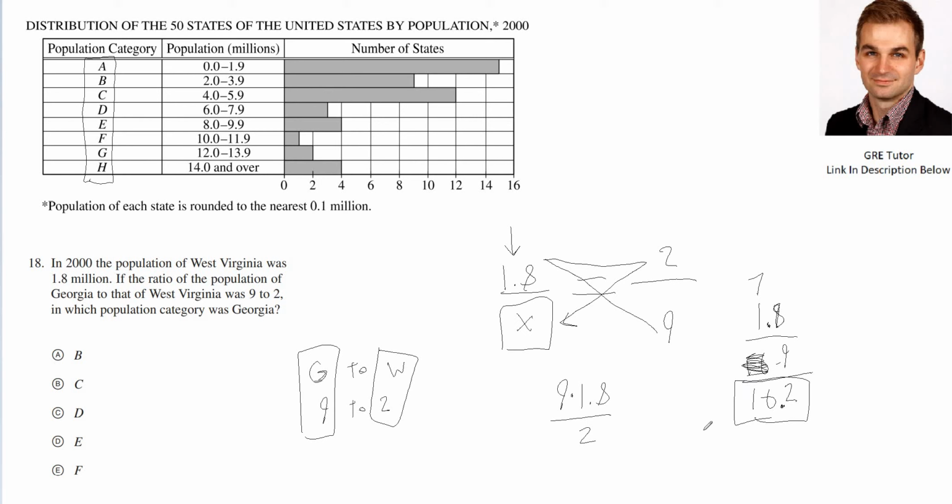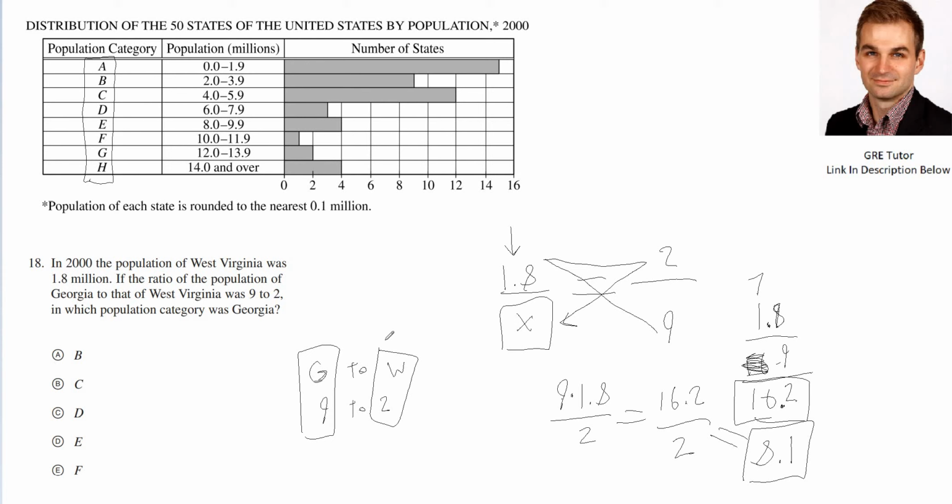So that is the population of Georgia. Georgia was at 16.2. And if Georgia was at 16, oh, I'm sorry. I did this wrong again, but that's okay. You want to divide this by 2. So we just did 9 times 1.8. Now you have to divide by 2. So you do that. You have 16.2 divided by 2, and that gives you 8.1. That is the population of Georgia. So that's what we're looking for.